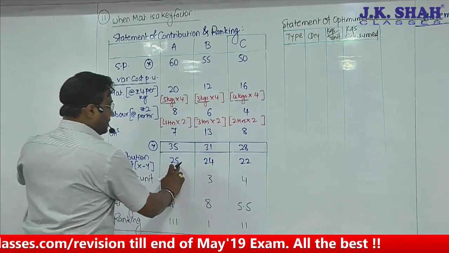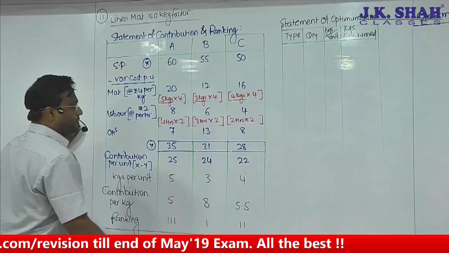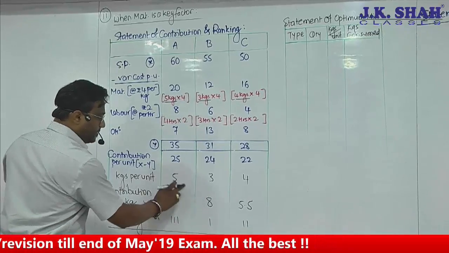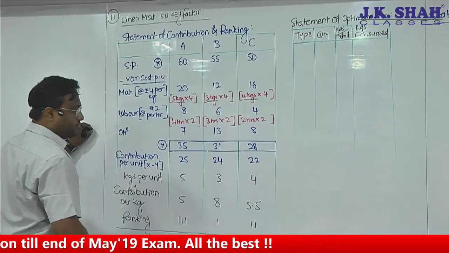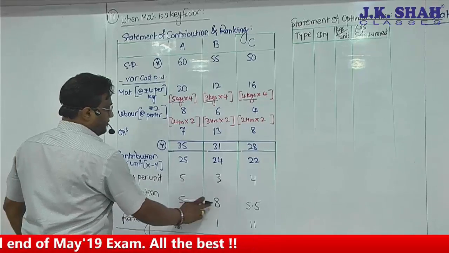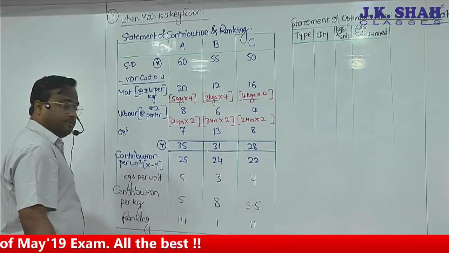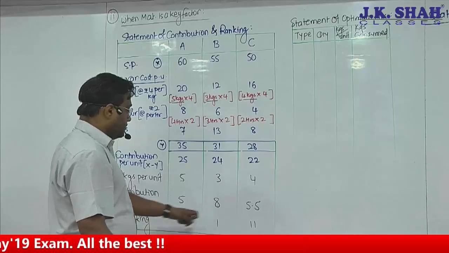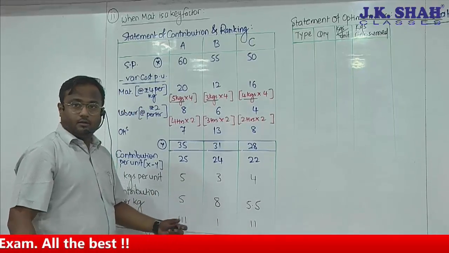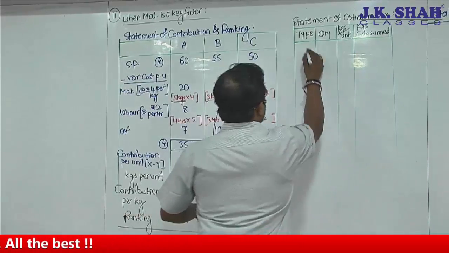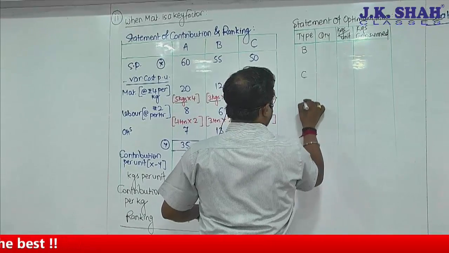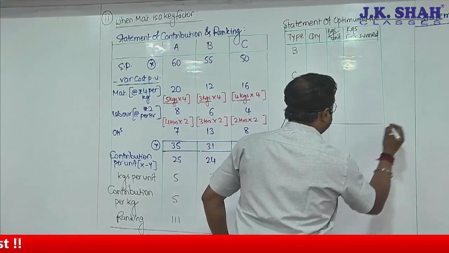It might be 1, 2 and 3 in terms of per unit. I'm not relying on that because my consumption pattern is most important one for me. 5, 8 and 5.5 per kg is the base. So 1, 2 and 3 is my ranking. So B, then C and then A.